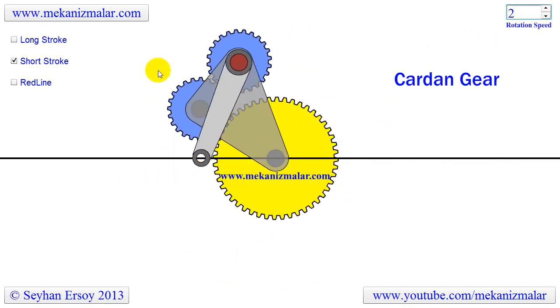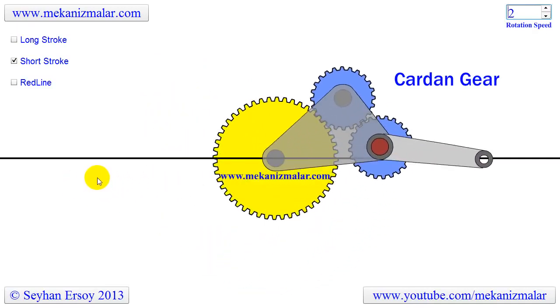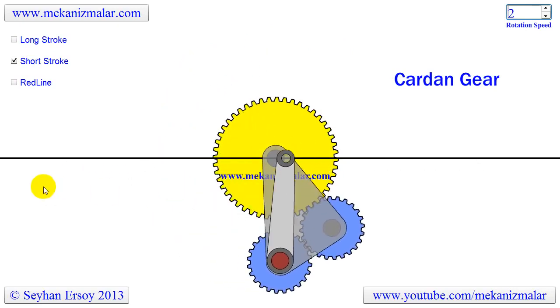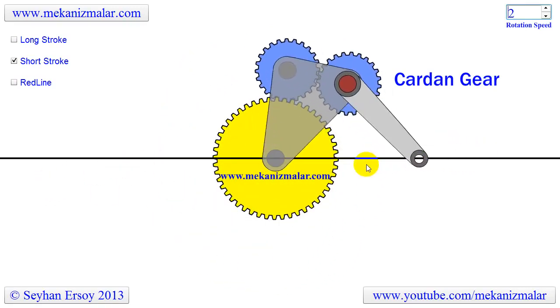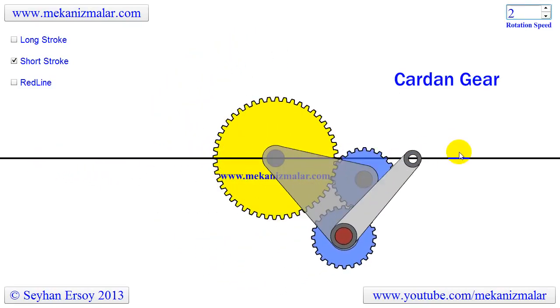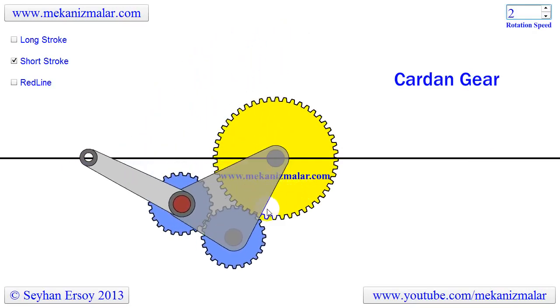The cardan gear mechanism was invented by Girolamo Cardano in the 16th century. It is used to convert rotation motion to reciprocating linear motion, without using linkages or slideways. In order to achieve this, the gear ratio of the large gear to the small gear should be 2:1.